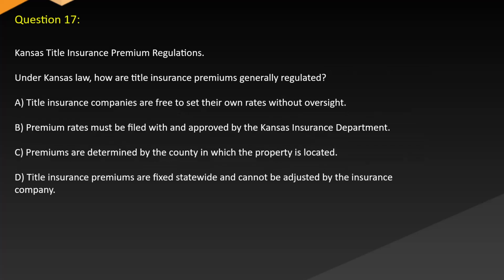Question 17. Kansas Title Insurance Premium Regulations. Under Kansas law, how are title insurance premiums generally regulated? A. Title insurance companies are free to set their own rates without oversight. B. Premium rates must be filed with and approved by the Kansas Insurance Department. C. Premiums are determined by the county in which the property is located. D. Title insurance premiums are fixed statewide and cannot be adjusted by the insurance company.